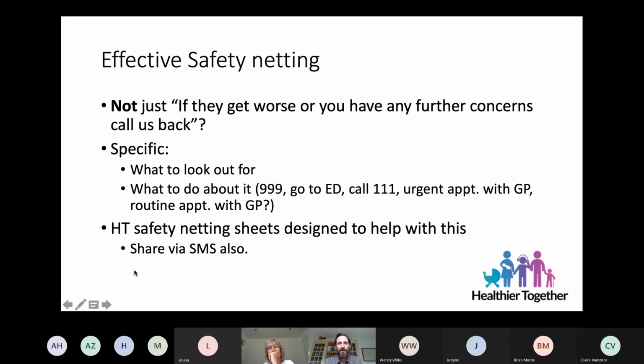And the Healthy Together safety netting sheets are really designed to help with this. That's what the red, amber, green does for you. So the red is very much, if any of those things happen, you go straight to the emergency department or call 999. The amber is you call 111 or your own GP, and the green is you don't need to do any of these things. You can just follow the advice on the web page, and that share function makes it easy.